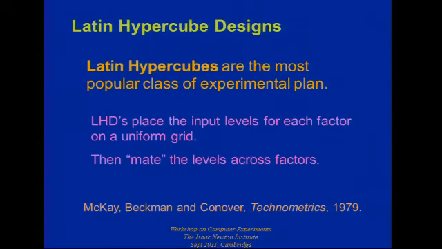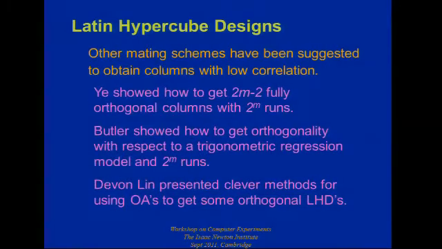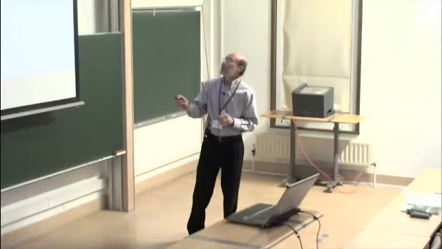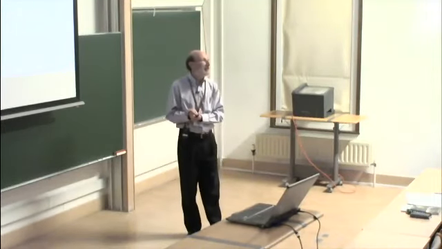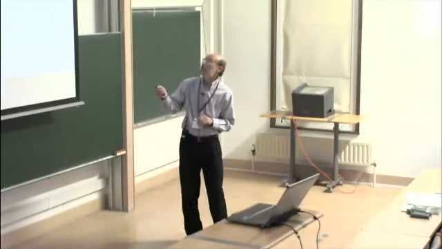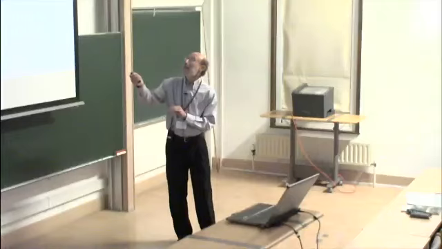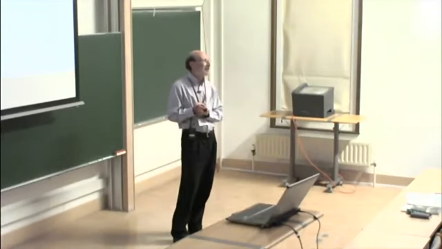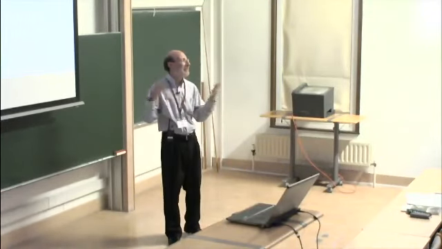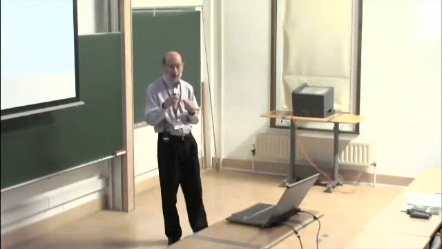Okay, you know all about Latin hypercube designs, so I'm not going to say anything more about those. The only thing I'm going to mention briefly is just a little bit of the history here. And again, most of you already saw this in Boshin's talk. The first paper that talked about getting orthogonal Latin hypercube designs was the paper by Kenny Ye. And Kenny showed how if you had a design with 2 to the m runs, you could get 2 times m minus 2 completely orthogonal columns, and completely orthogonal in the sense of linearly orthogonal. So the linear main effects are orthogonal to one another.